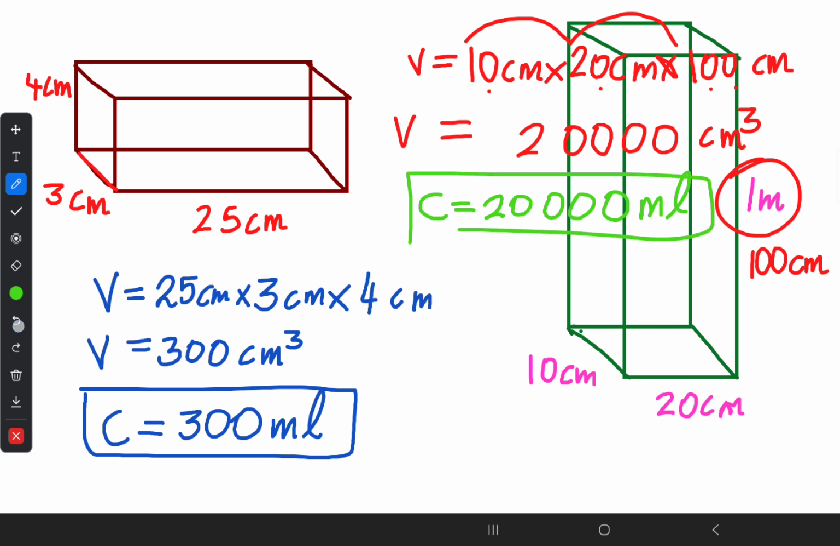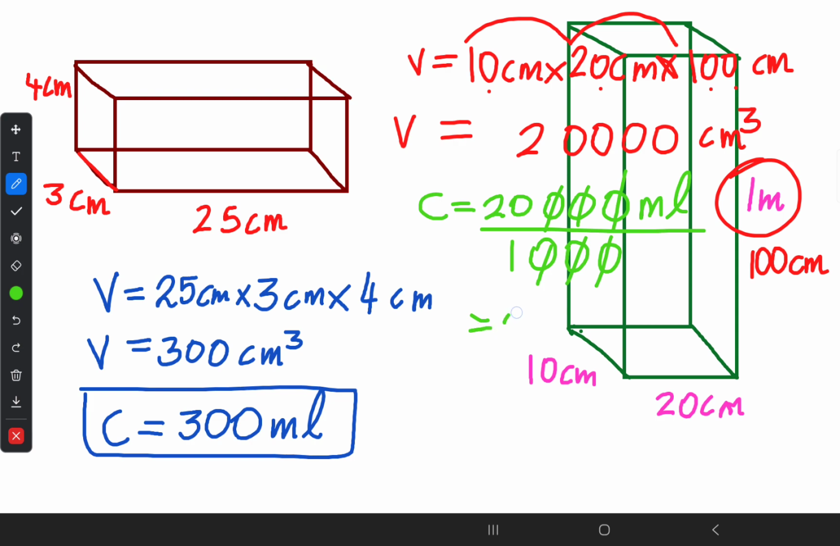So we know our first relationship, 1 cubic centimeter equals 1 milliliter. Another one is to convert milliliters to liters: it has to be divided by 1000. So after dividing, we will have the answer as 20 liters. The capacity of this particular container is 20 liters. An additional thing you should remember: 1 liter equals 1000 milliliters. That's how we got this relationship.